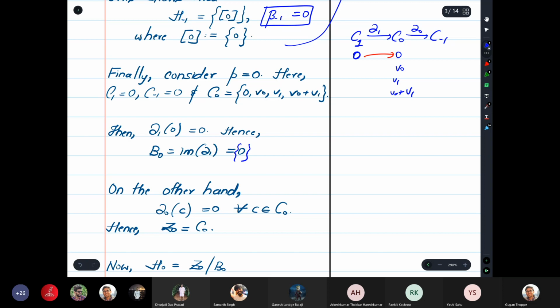Is this okay? So this is the set of elements in C0 which get mapped under DABA1. However, one can see that only the 0 element gets mapped under DABA1. So B0 only includes 0.